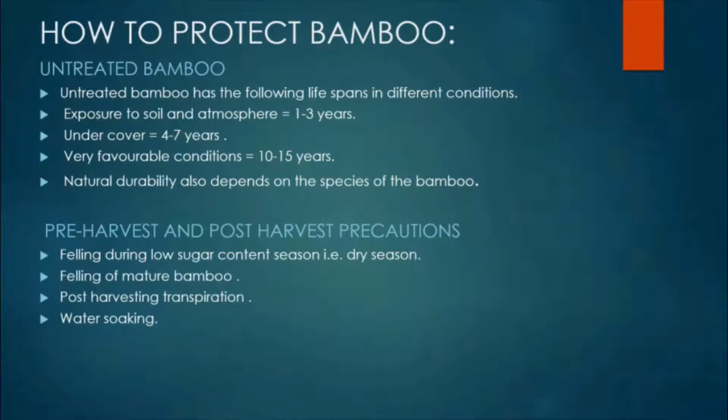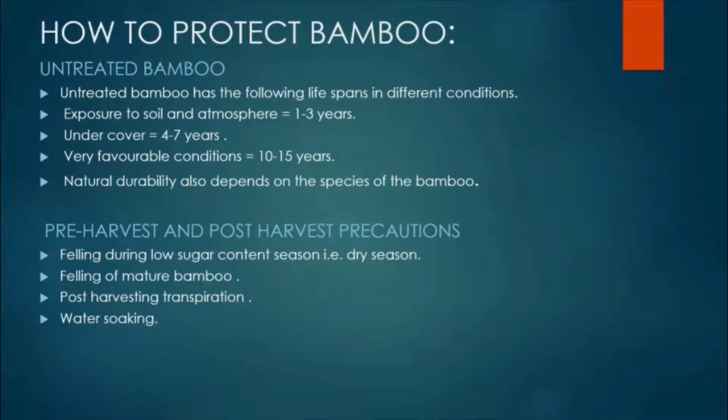Untreated bamboo. Untreated bamboo has the following lifespan in different conditions. When it is exposed to soil and atmosphere, it has a lifespan of about 1 to 3 years. Under cover, 4 to 7 years. And under very favorable conditions, it has a lifespan of 10 to 15 years. Natural durability also depends on the species of bamboo.